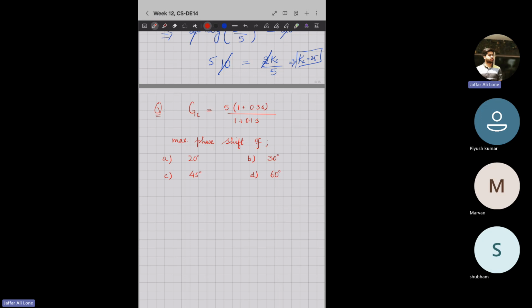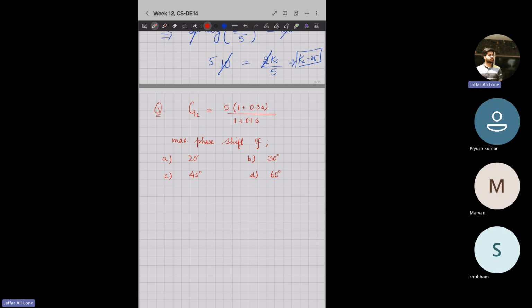So first, you can solve it in many ways, right? You can just directly calculate alpha and then use the formula sine of phi equal to (1 minus alpha) over (1 plus alpha), or you can directly find the angle. You can find the angle of this compensator transfer function, and then you can put in the frequency when that angle will be maximum.